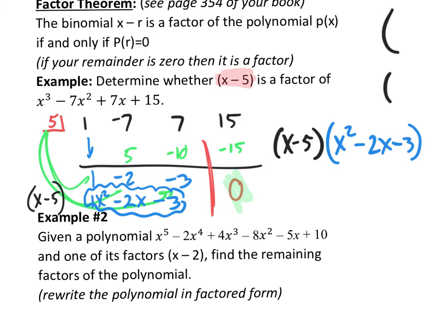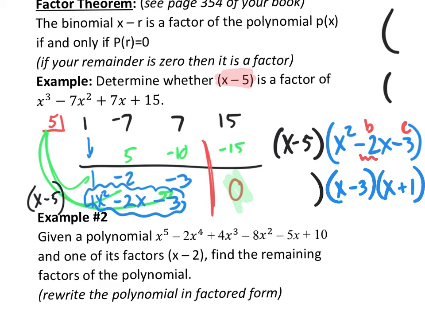Could I continue factoring? And the answer is yes. That blue quadratic trinomial has no a value other than 1. So you could continue to factor, or at least try to, and think: what times what is your c value that, if you combine them together, is your b value, which is negative 2? So you could set this up: x, what times what is negative 3 that if I combine together is negative 2? That would be a negative 3 and a positive 1.